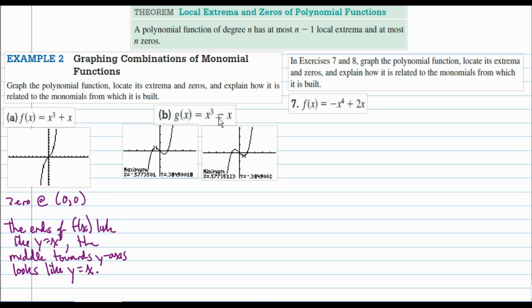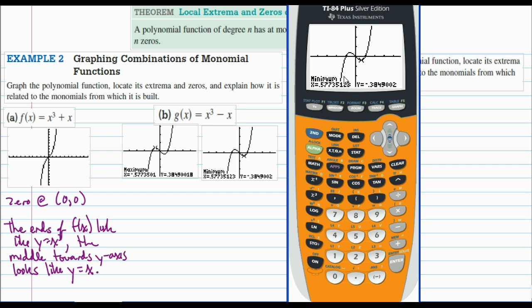Part B asks the same thing about x cubed minus x. So I put that into my y1, and then I also found the maximum and minimum. We've done that several times before, so I wouldn't show you that in the screencast. It also asks us to find the zeros. Now these zeros are a little bit more complicated, so I am going to use my calculator to find them. I know there's a zero at 0, 0, but I'm going to find the other zeros.